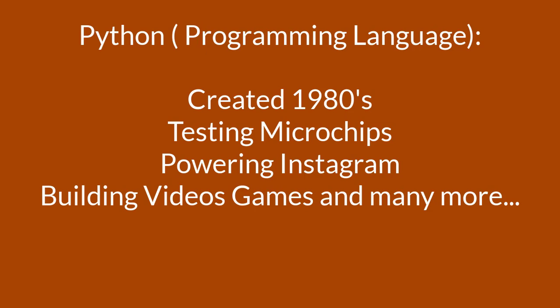Now what is Python? Python is a programming language that was created in the 1980s. It is mainly named after Monty Python and it's currently being used by thousands of people, and things that you can do with it are such things as testing microchips, powering Instagram, building video games, pretty much the Pygame library. It very closely resembles the English language and it has loads of different functions you can use. The amount of stuff that you can use with Python is incredible.